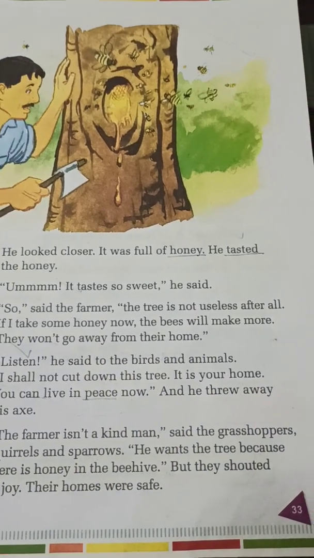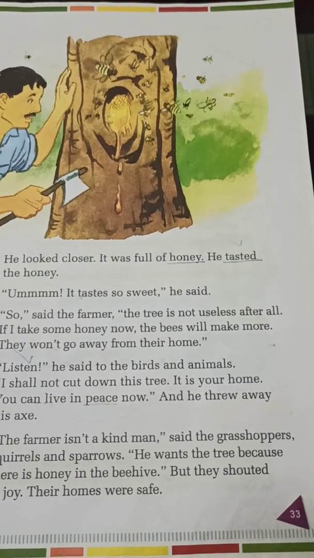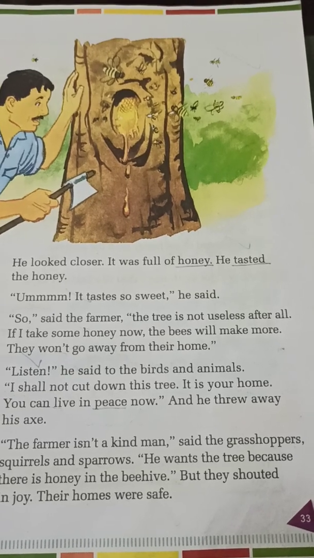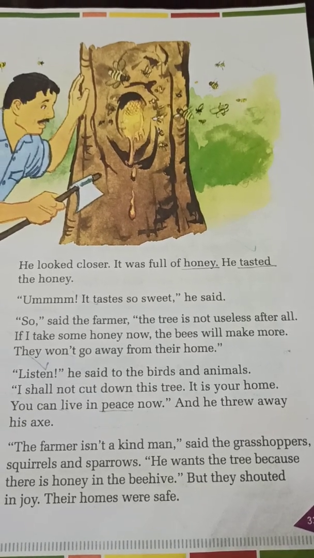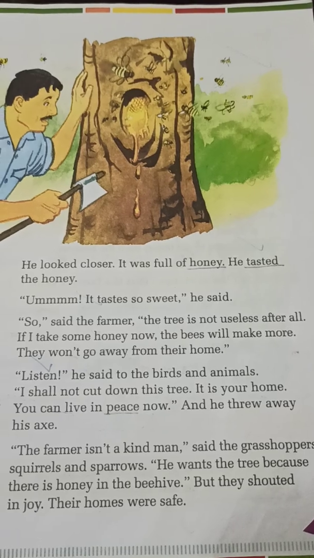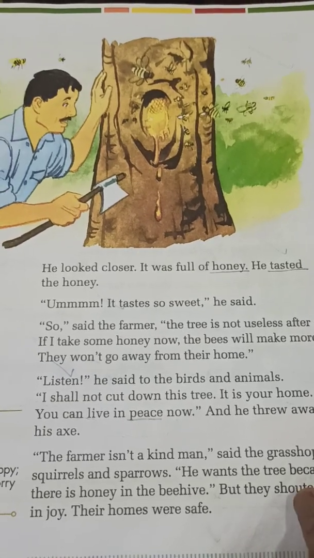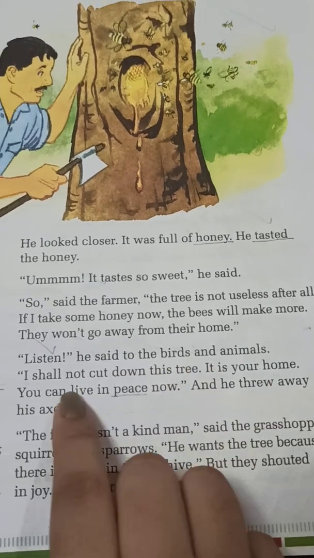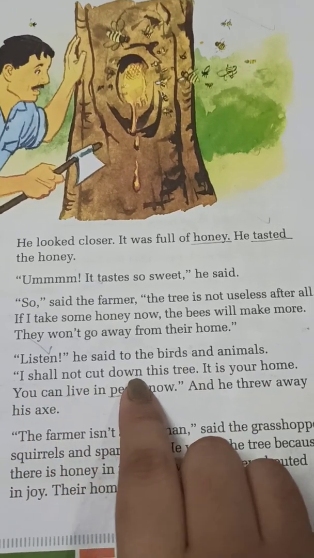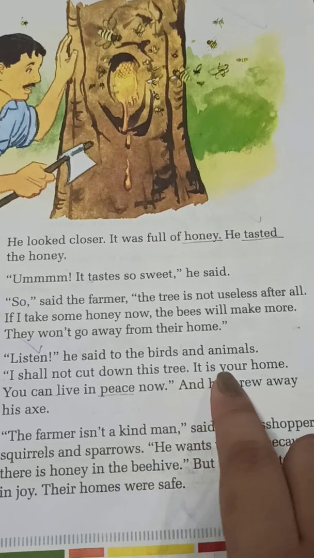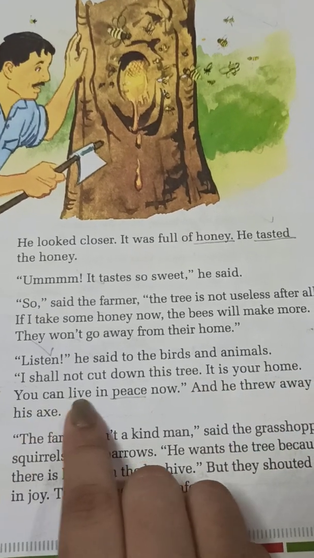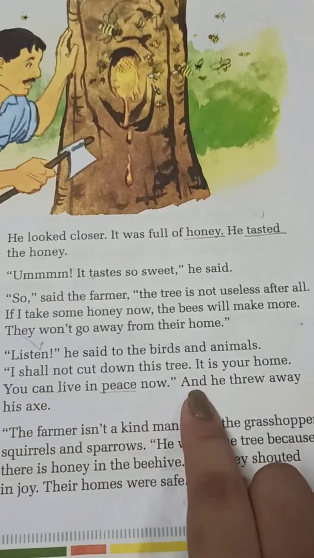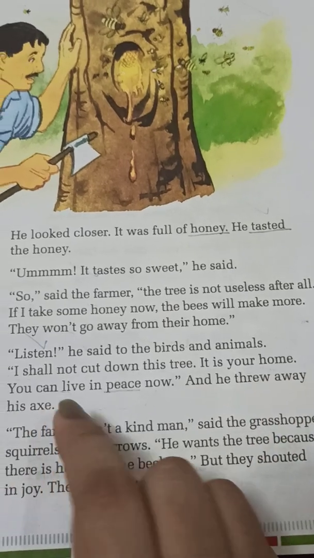Okay, so the farmer said to himself, if I take some honey, the bees will make more and more, and they won't go away from their home. Okay. Listen, he said to the birds and animals. I shall not cut down this tree. It is your home. You can live in peace now. And he threw away his axe.